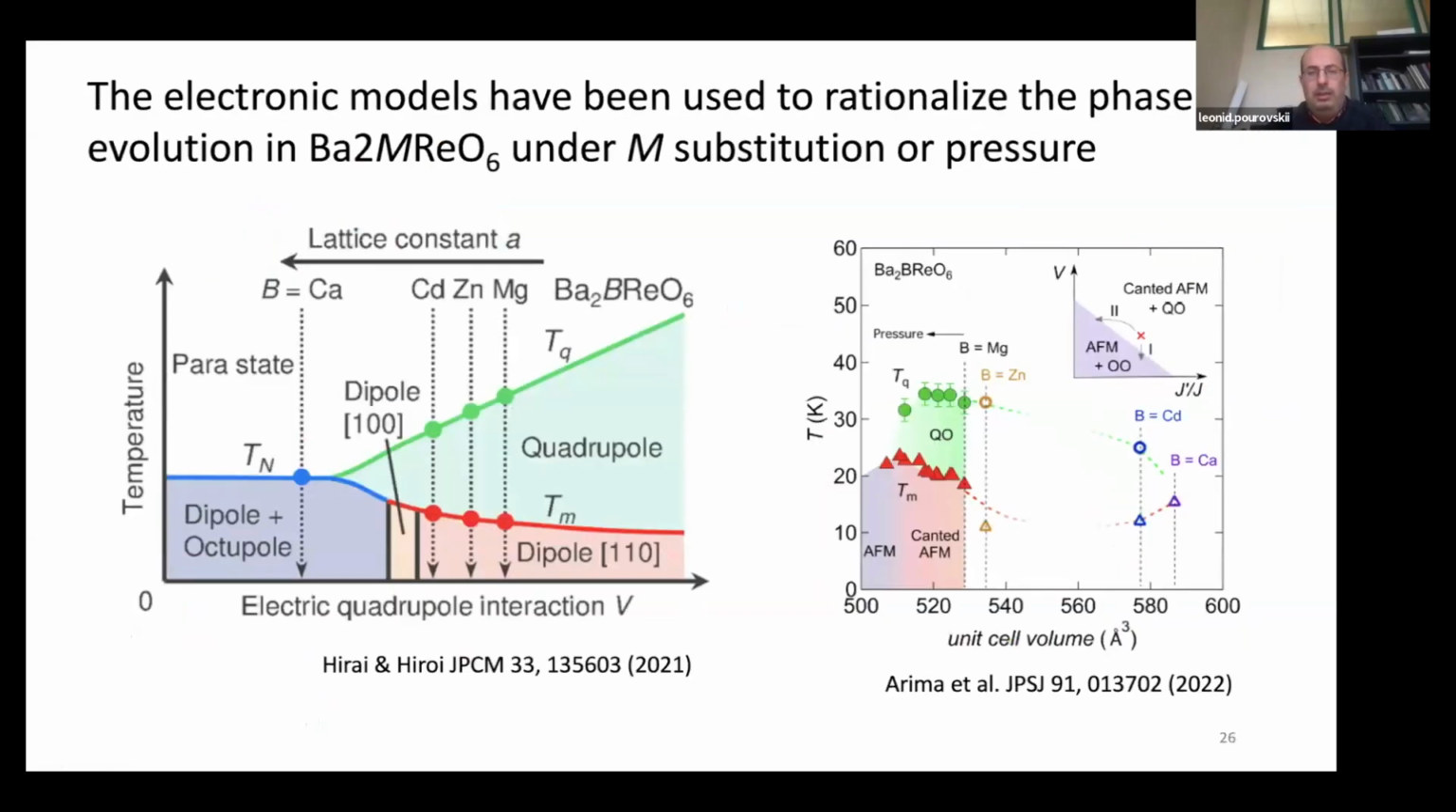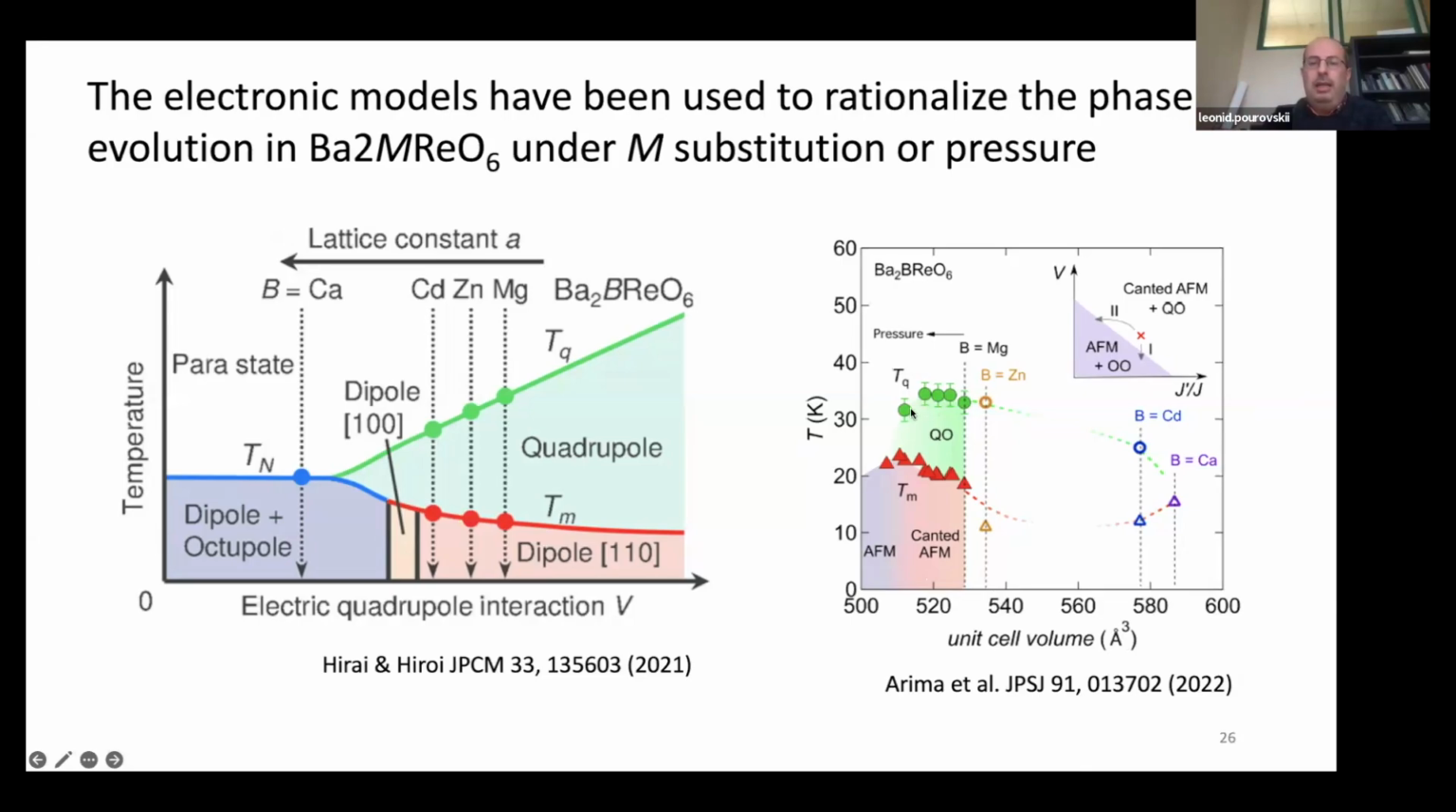And so this kind of picture stemming from this paper is used a lot in interpreting, making sense of experimental data, but it's sometimes a bit difficult because, for example, one could say, okay, as one decreases the unit cell volume, one also increases the classical electrostatic quadrupolar coupling, and as a result one would have a tendency towards the quadrupolar phase.